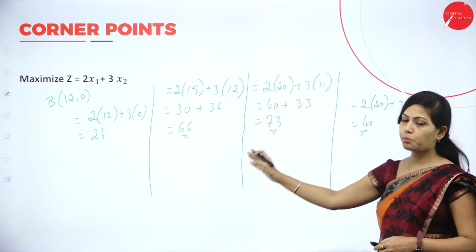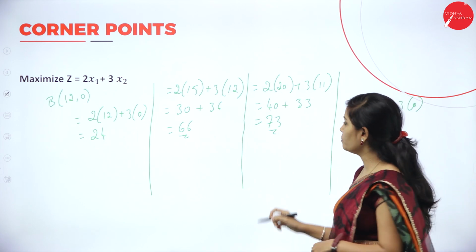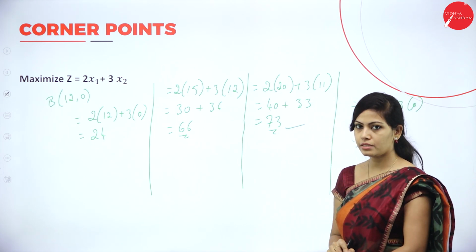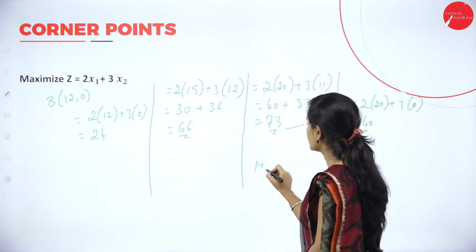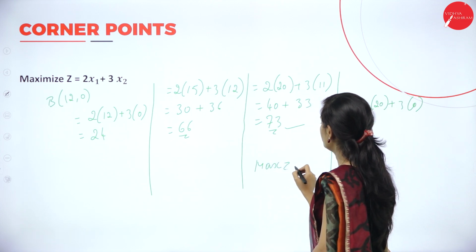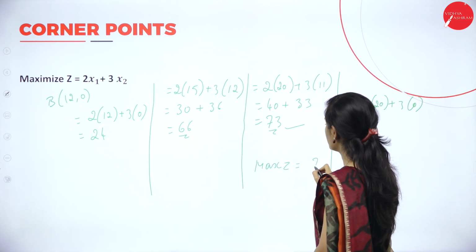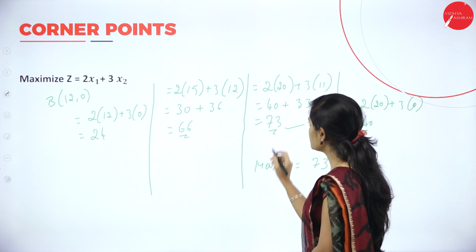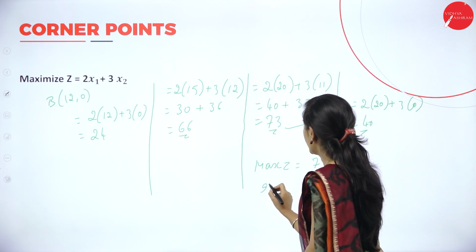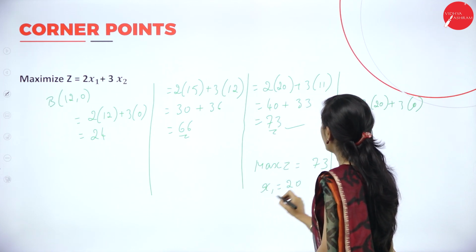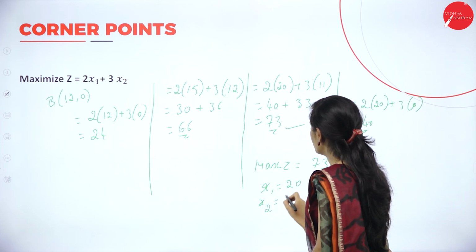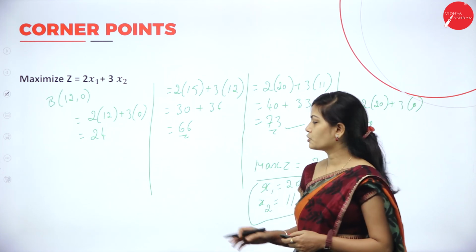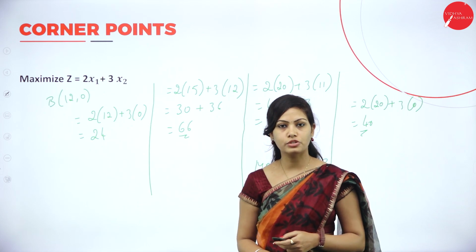So out of these points, which is the maximum value? The maximum value is 73. So max z is equal to 73. It comes at the point where x1 is equal to 20 and x2 is equal to 11. So hence this problem has a solution.